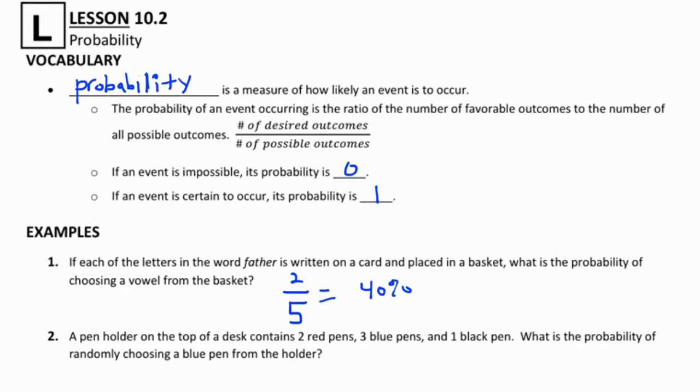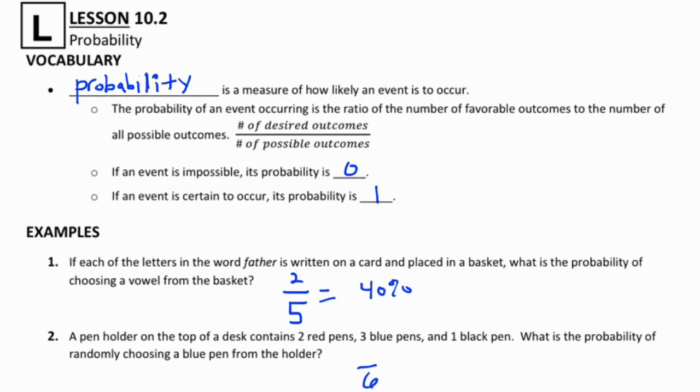Okay? So now number 2, a pen holder on the top of a desk contains 2 red pens, 3 blue pens, and 1 black pen. What is the probability of randomly choosing a blue pen from the holder? So right here, we're going to do the same thing again. Number of desired on top and the number of possible on bottom. So right now, we have 2 red pens, 3 blue pens, and 1 black. So that's going to be 6 total pens. So that's going to go on bottom.